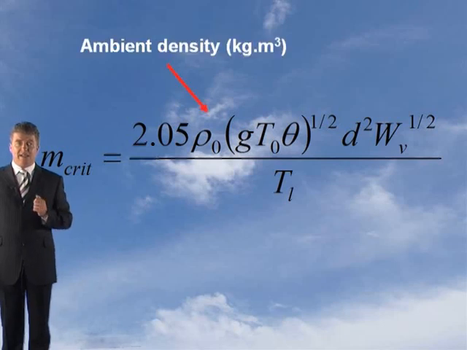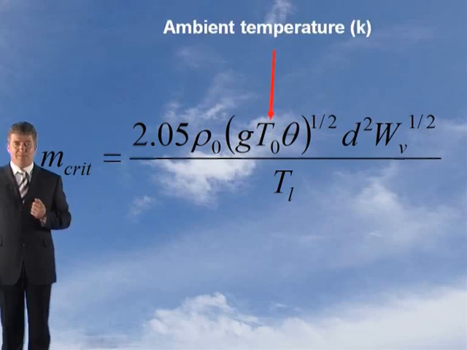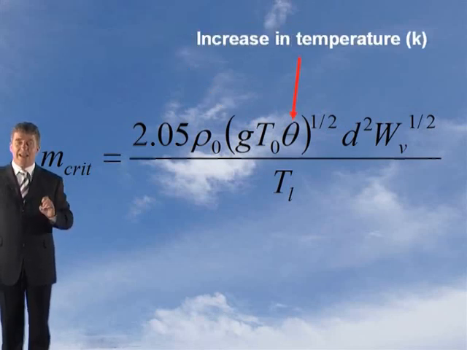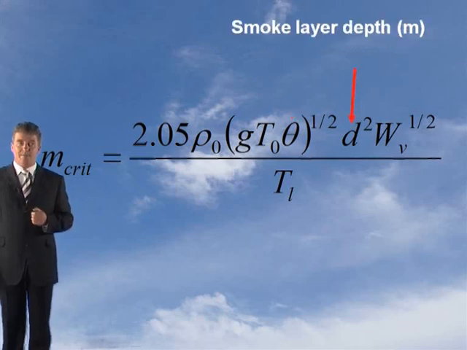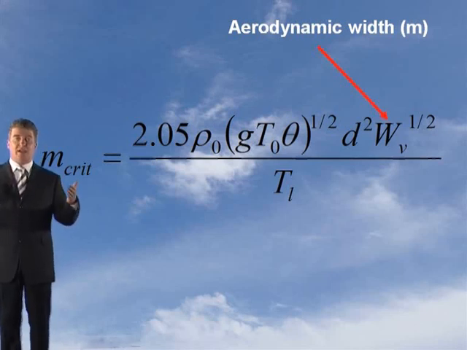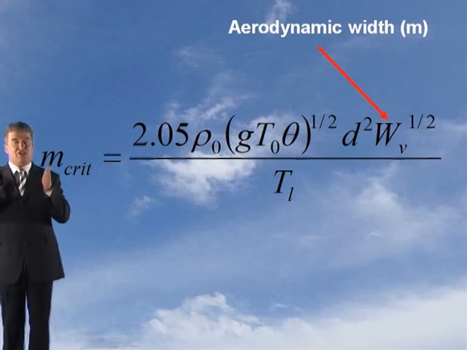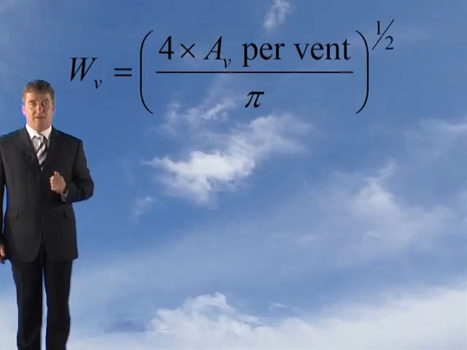Rho 0 is the ambient density. G, 9.81, acceleration due to gravity. T0 is the ambient temperature. Theta is the increase in temperature. D is your smoke layer depth. And don't forget the new parameter, WV. We've got to work out the WV, which is the width of a ventilator, the diameter of a circle which would cover the same area as any shaped ventilator. So you've got to work out your WV, and you use this formula.